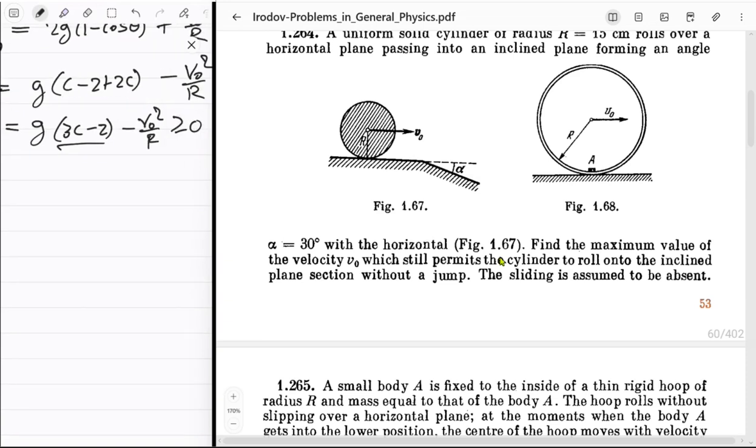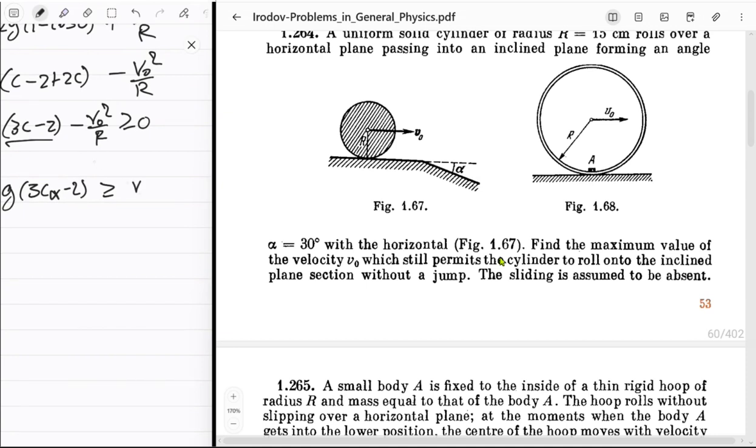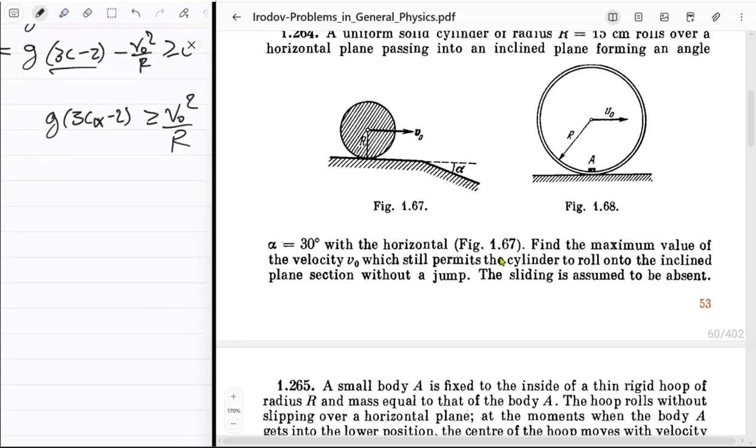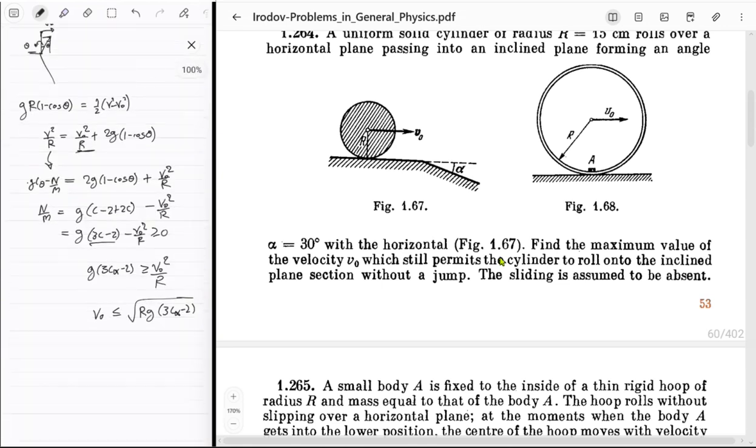So what does that mean? The minimum value is at alpha, right? So even at that point, we've got g times 3 cosine alpha minus 2 bigger than or equal to v naught square upon r. So you got the minimum value in that case. Perfect. And after that, we don't care about this thing anymore. Normal could be 0, because it's not rolling in that kind of way. Okay. So v naught is less than or equal to square root of rg times 3 cosine alpha minus 2, and that's our general form.